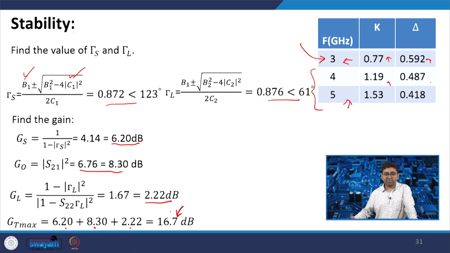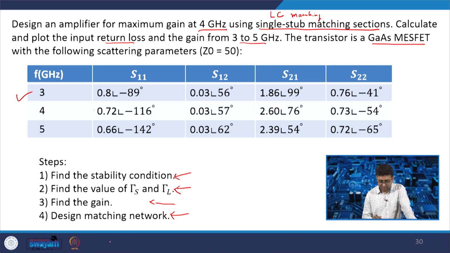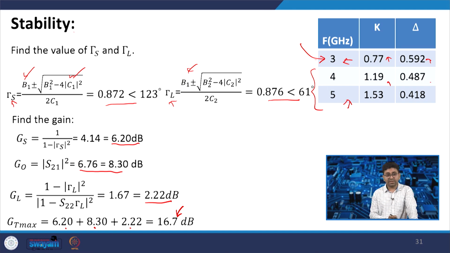So, this is the maximum gain you will get, GT max. And here why have we considered this equation for gamma S and gamma L? Because if you see the S parameters, your S12 is not 0. Before using any equation you should make sure whether your transistor is unilateral or bilateral. Here it is bilateral because S12 is not equal to 0, and that is why we have used this equation for gamma S and gamma L.